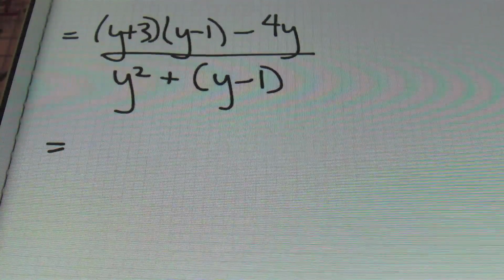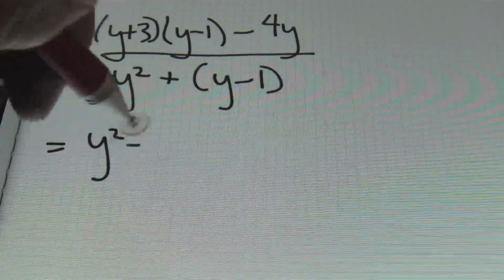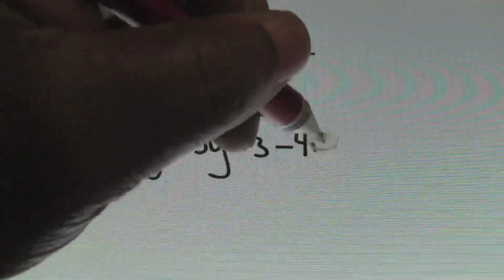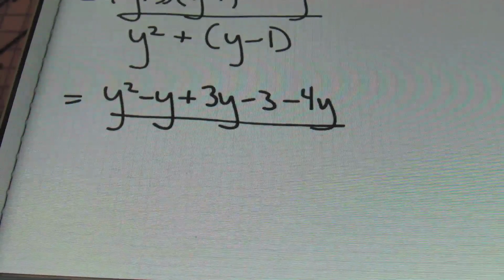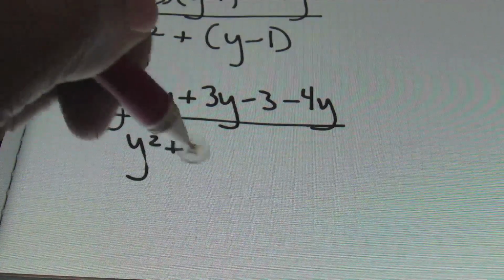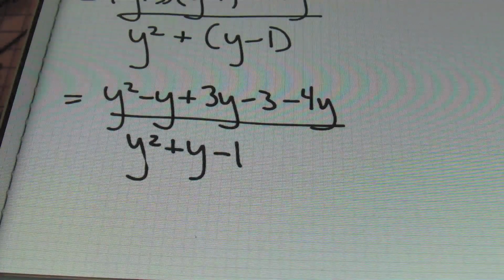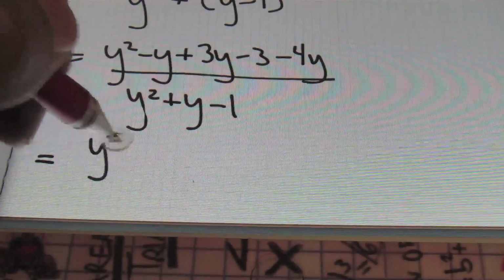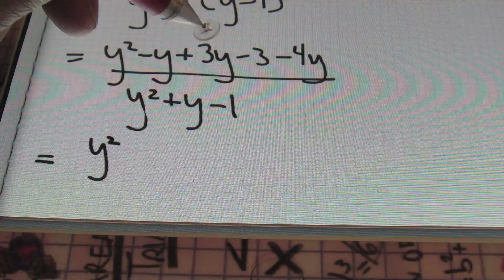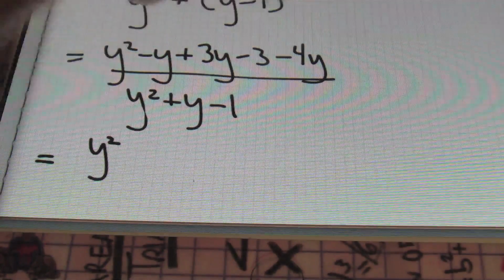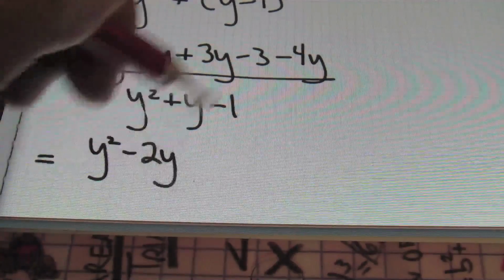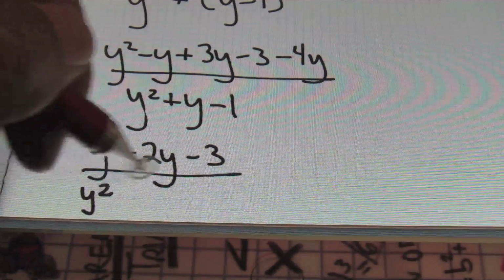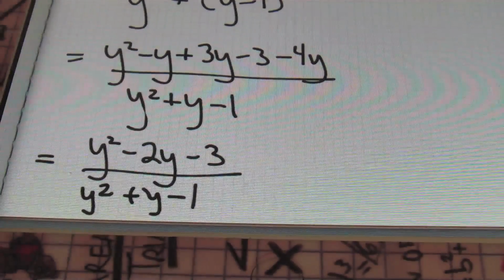So distributing the numerator, I'll end up with y squared minus y plus 3y minus 3 minus 4y. In the denominator, I still have the y squared plus y minus 1, just like so. The next thing to do is to combine your like terms in the numerator. So I'll have y squared, and then a negative y plus 3y is a positive 2y, and 2y minus 4y leaves me with negative 2y. And this is going to be minus 3. All of this is going to be over y squared plus y minus 1.